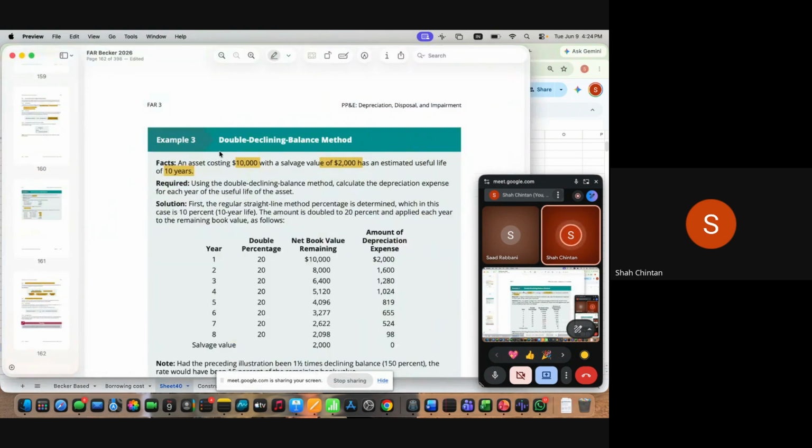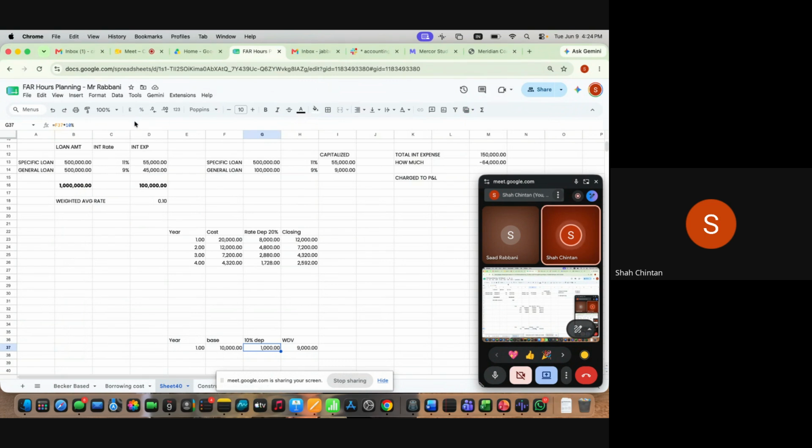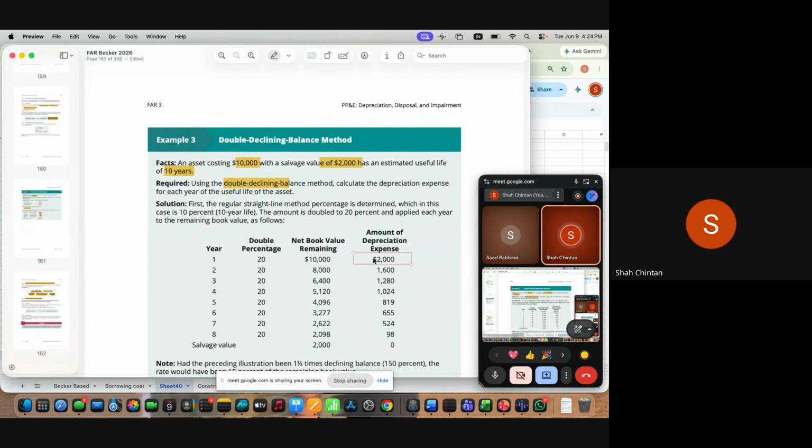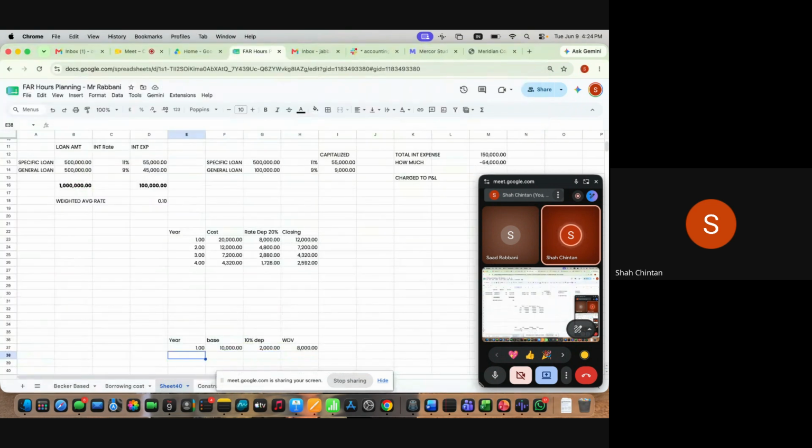But what you are doing here is the 200% double declining method. So you just have to double your depreciation. So what is the depreciation now? $2,000. Is it matching? Yes, $2,000 matching. Good to go. Year two, your base becomes $8,000.